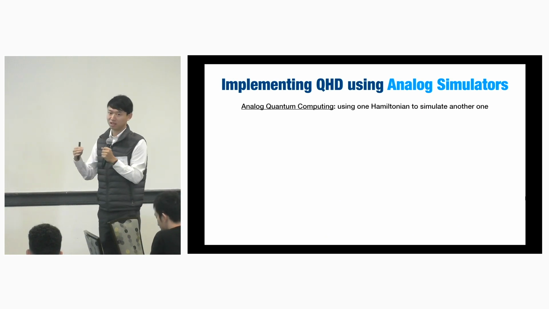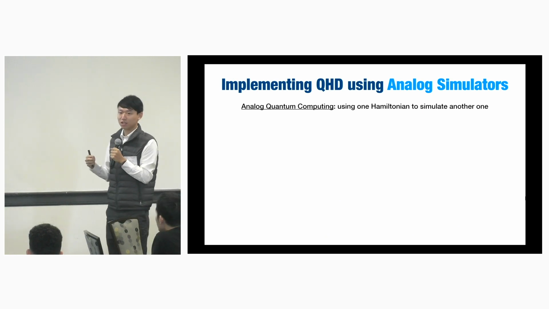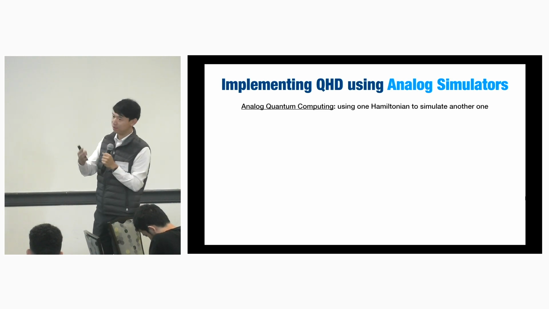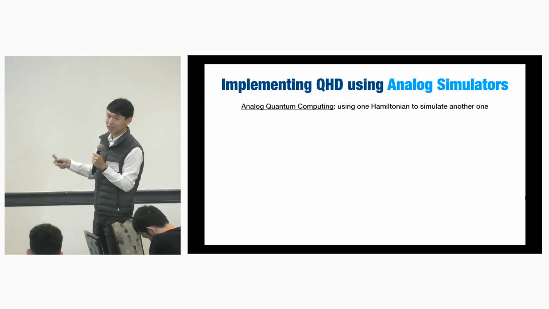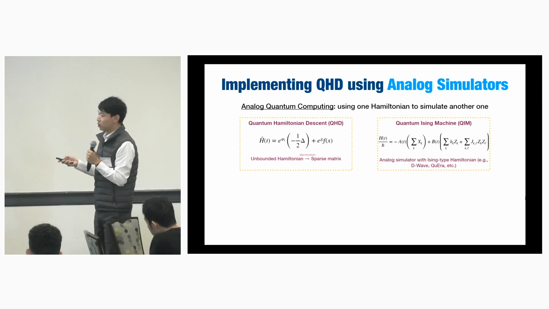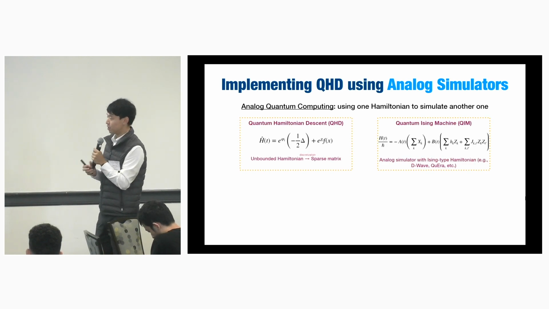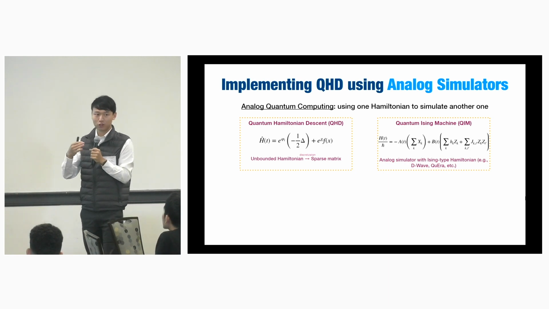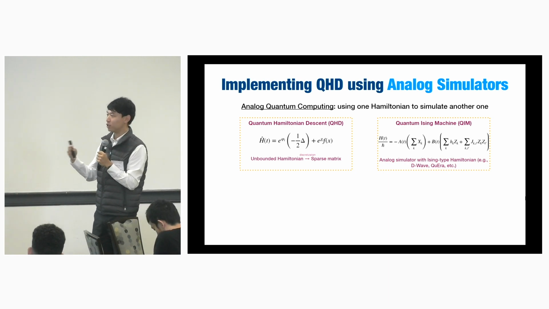That is, we want to consider implementing QHD using analog simulators. Analog computing basically means you use one Hamiltonian to simulate another one. I believe almost everyone is very familiar with this concept already. So here, I think QHD is a very nice target for analog simulation, because QHD itself is formulated as a Schrodinger equation, a time evolution of the Schrodinger equation.